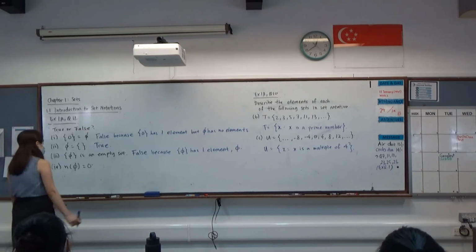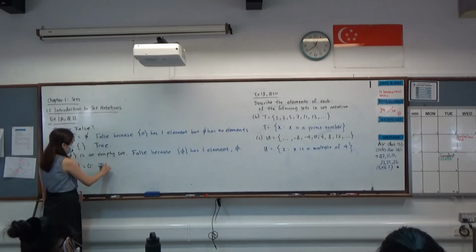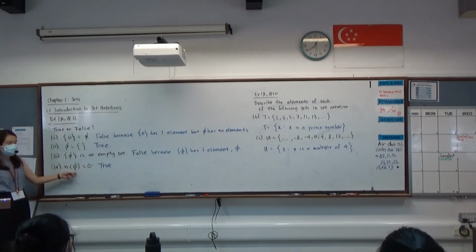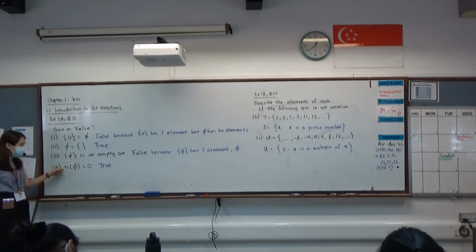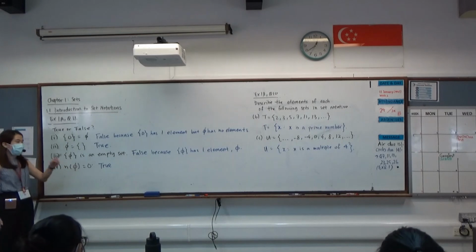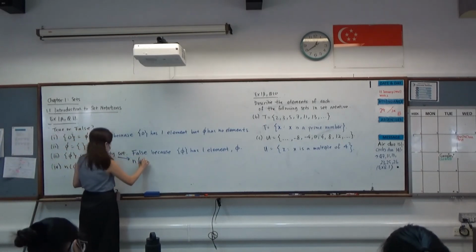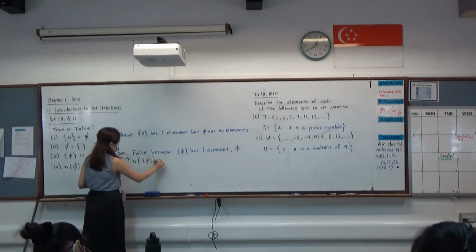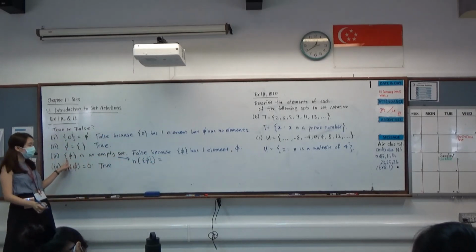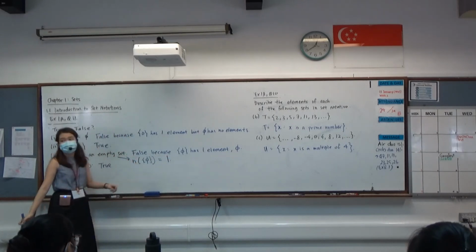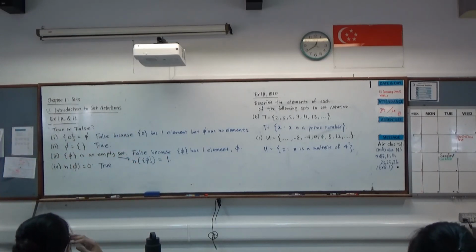So the answer is true, right? Because this is an empty set. So how do we read this? The number of elements in an empty set will be zero. But if I had written from here, if I were to talk about the number of elements in this set containing the empty set, then it would be one, right? So the brackets matter.